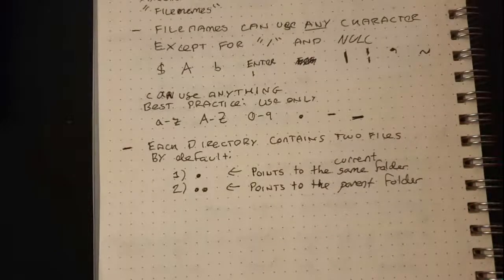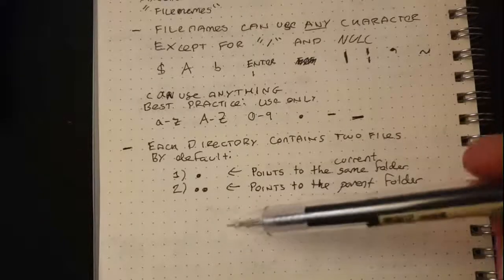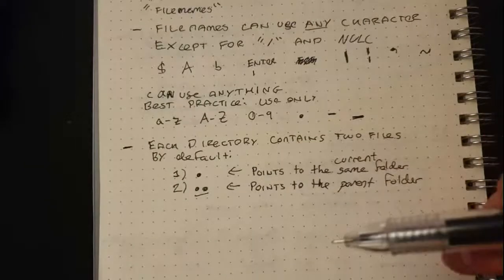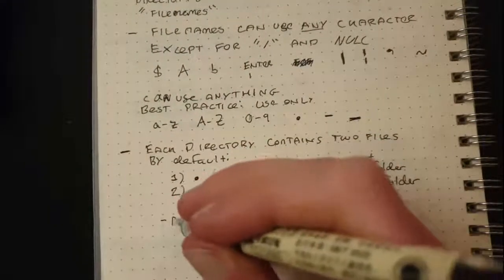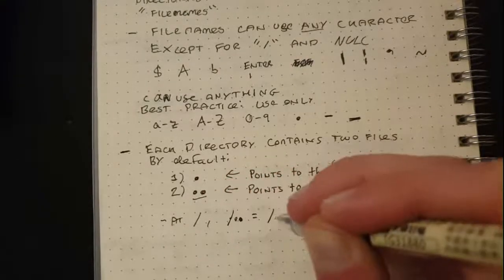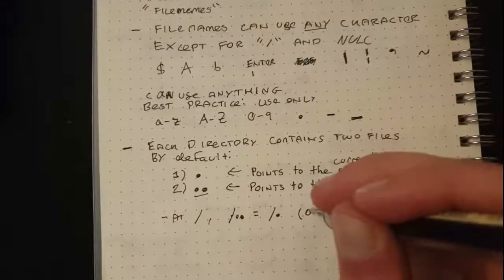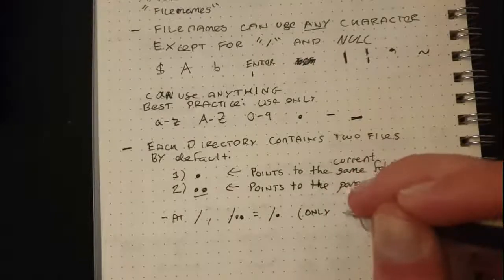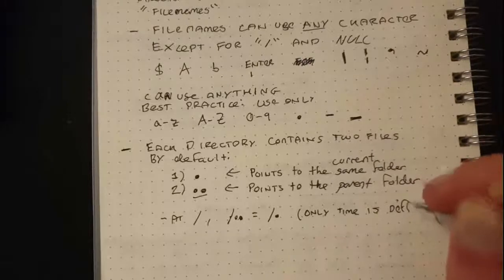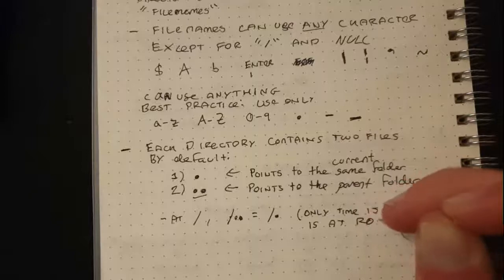Now, the root directory is the only time this changes, and dot dot just refers to dot. So at slash, dot dot equals slash dot. The only time it is different is at root.